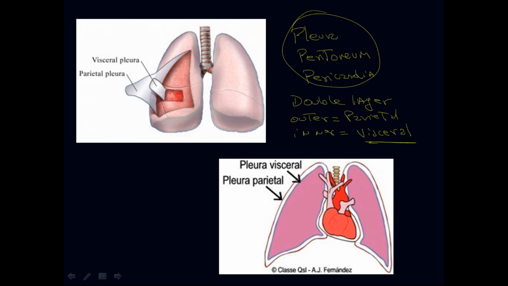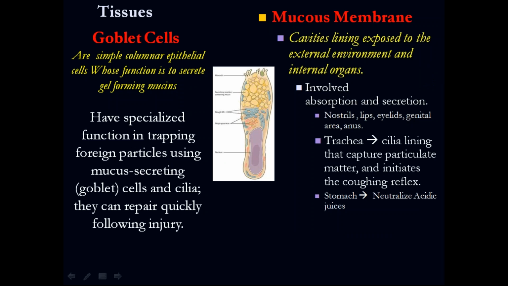Okay, so here we have the view. We have the two layers. We have the parietal here, and we have the visceral because it's closer to the lung. And between the two layers, we have fluid. This fluid is to decrease the friction, because imagine, can you see the lungs expand and contract, right? And the heart the same, right? Okay. All right, so let's keep going.